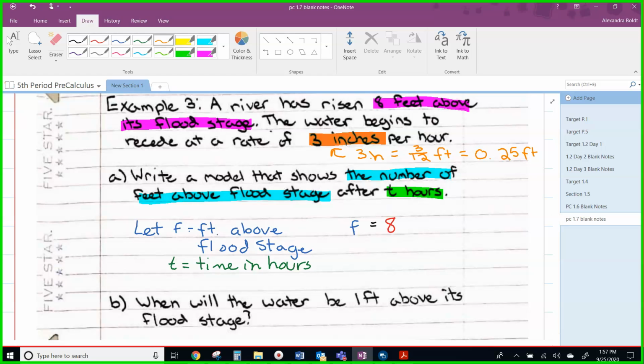So I'm taking away 0.25 feet every hour. So to write this in function notation, my flood stage as a function of my time equals 8 minus 0.25 over that.